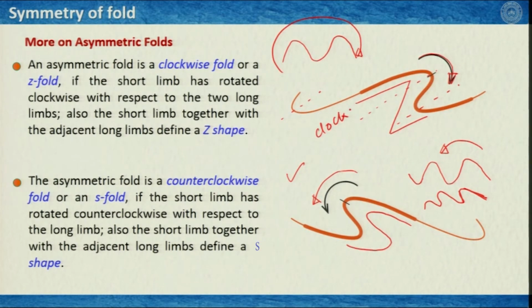So, this is a clockwise and this is an anticlockwise asymmetric fold. Now, in a single stratum or in a single layer, we can have these clockwise or anticlockwise folds, or in other words, we can figure out Z and S shaped folds.